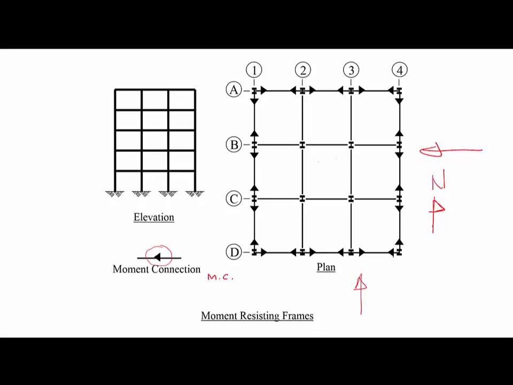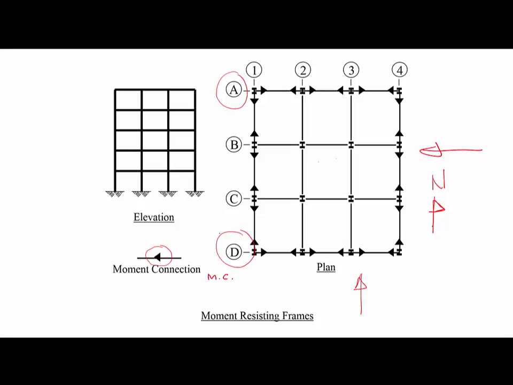Then this is how it is typically done in a building. We have to have a lateral load resistance system in each direction. Then we have to look at it in the north-south direction. Along lines 1 and 4 we have moment frames, and in the east-west direction along lines A and D we have moment frames that are taking the lateral loads.